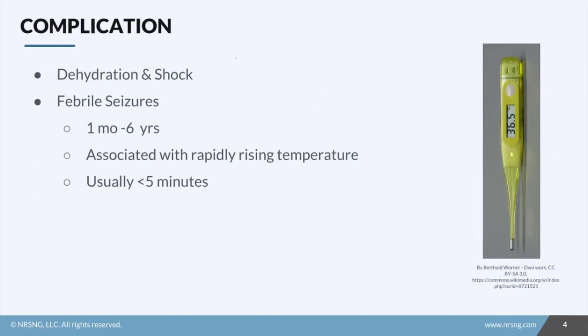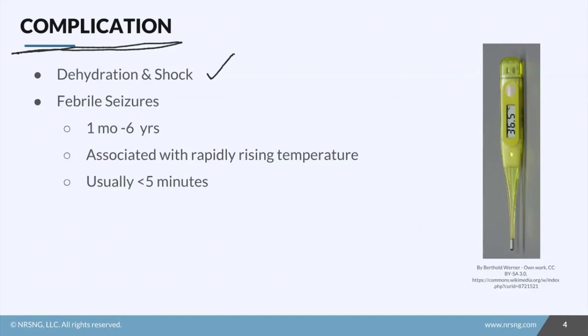In addition to looking for what's maybe causing the fever, you also need to be on the lookout for complications. The most common problem that we see associated with fevers in kids is dehydration. We've done a whole lesson for you on dehydration, so take a look at that for more information on how you need to assess and then treat dehydration.